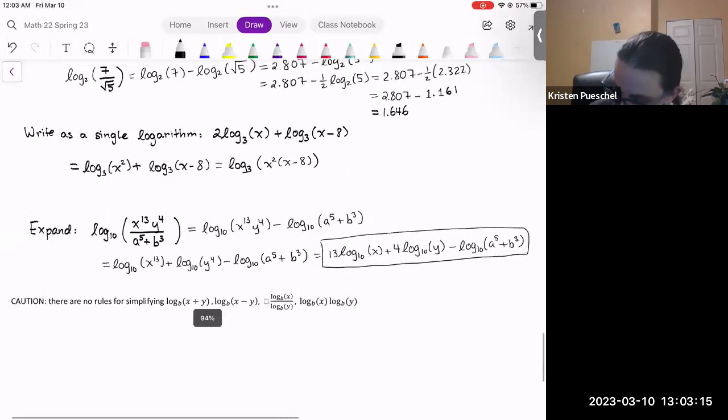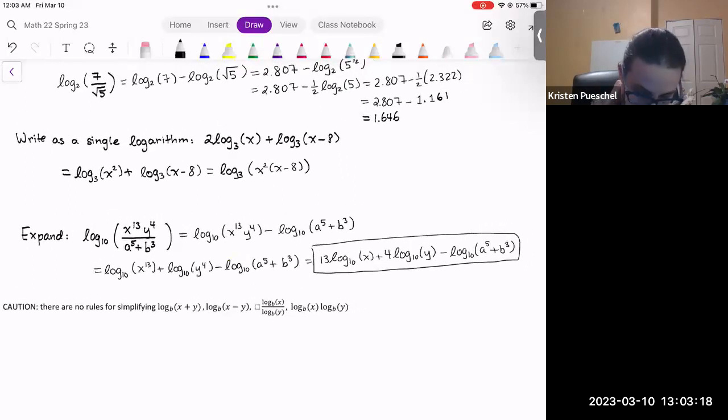Just a quick word of caution before we take a look at changing bases. There aren't any rules for simplifying logs of sums, logs of differences, where the difference or sum are inside of the logarithm. We don't have any techniques for that. Quotients of logarithms, so here this is a log divided by log, and we don't have anything for simplifying products of logarithms, logarithm times a logarithm.